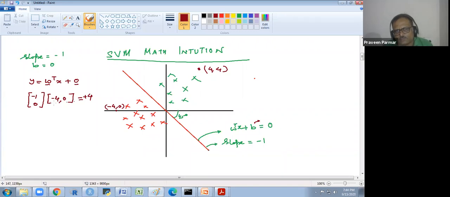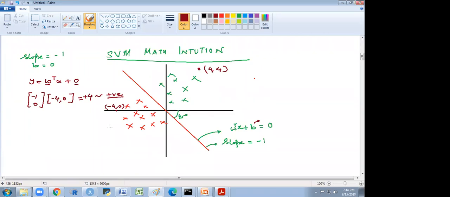Okay. It is the matrix multiplication. I am getting the plus 4. It is positive. So if you are here somewhere, you will have the negative x always. On this side, you have the negative x always. And you will get always positive.